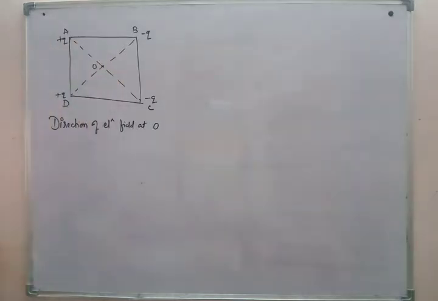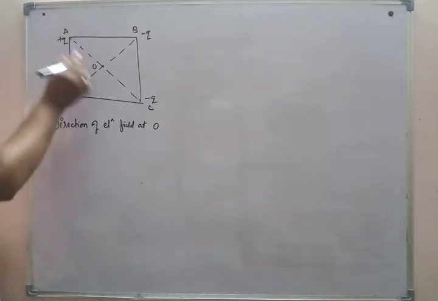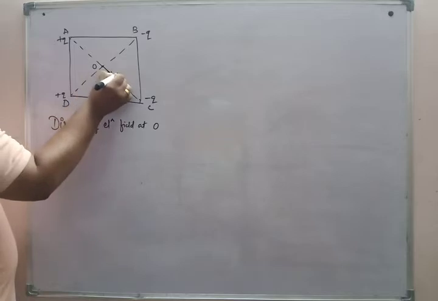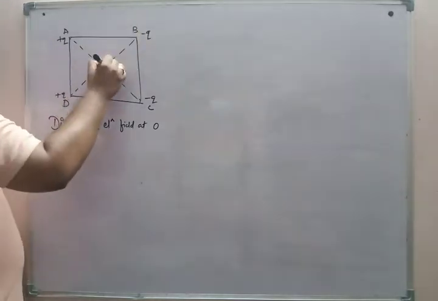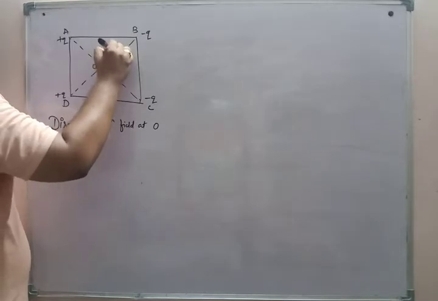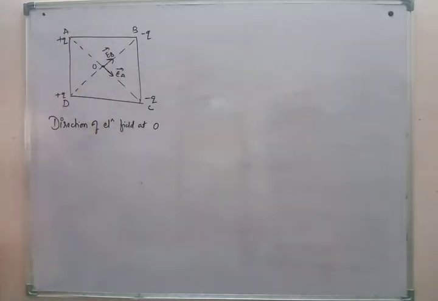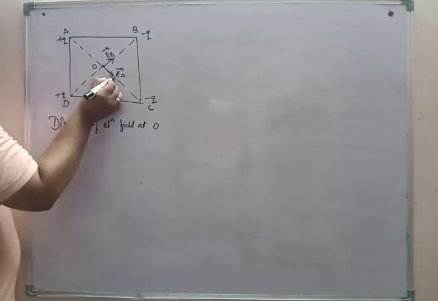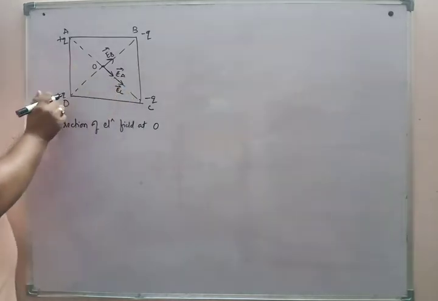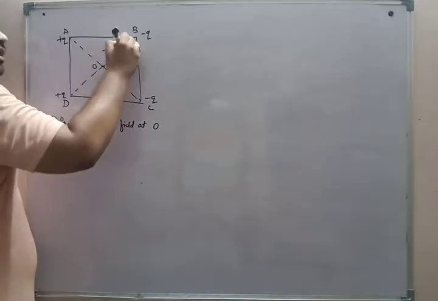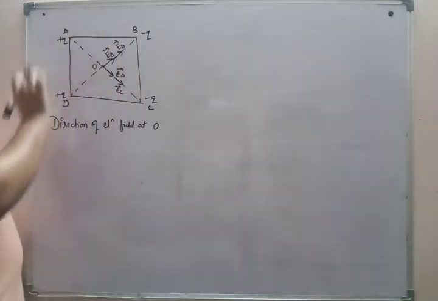How to find the direction now? I do not need to find the magnitude. I am only concerned about the direction now. So from here it is A, so over here we will have this direction of electric field EA. This is B, so towards B, this is the direction of electric field EB. This C is again negative, so towards C there is this EC. And due to this positive charge D, there will be an electric field along this way, that is ED.